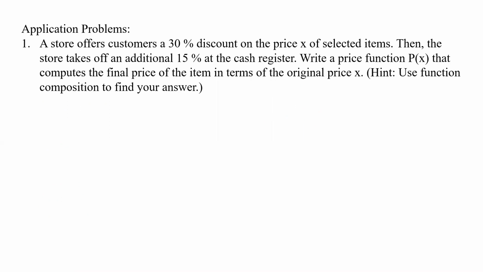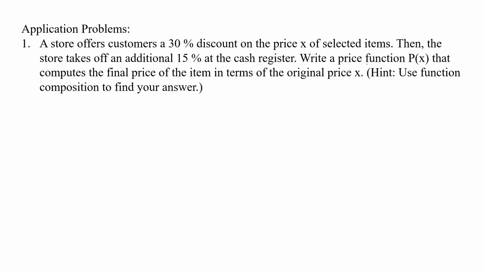All right, of course we have to have our application problems with these. And so we're going to do function composition to get the final equation they want us to use. A store offers a customer a 30% discount on the price X of a selected item. Then the store takes off an additional 15% at the cash register. So, when you pick up the item off the shelf, we get a 30% off that original price X. And then the store at the cash register takes off another 15% of this discounted price.